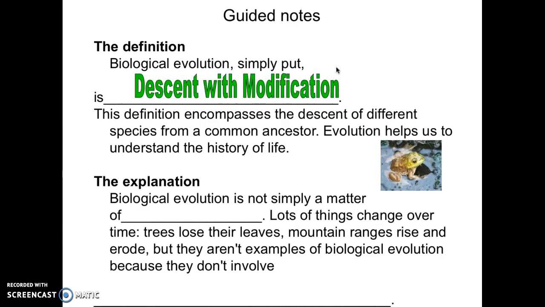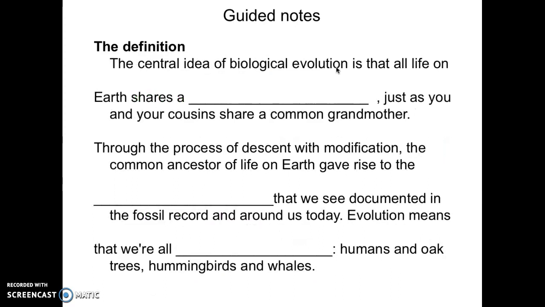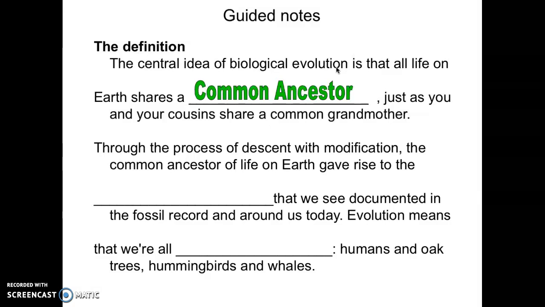All of these things allow the modification of the genome. So as more offspring are being produced and the genome is being altered, there's descent with modification, which allows different species to come about. So there's the seeing of change over time, and there's the descent. The next part is about common ancestor. The central idea of biological evolution is that all life on Earth share a common ancestor.